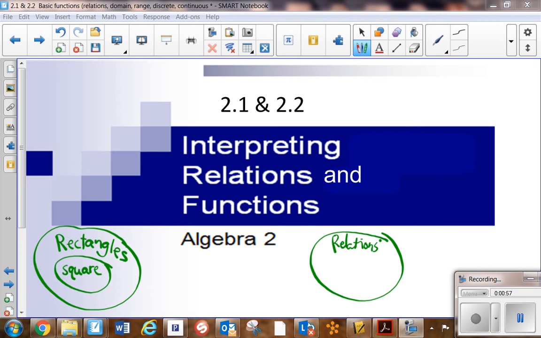And then in relations, a certain particular type of relation is called a function, and we'll talk about that. So every function is a relation, but not every relation is a function. Okay? So that gives you kind of a place to put it in your file.